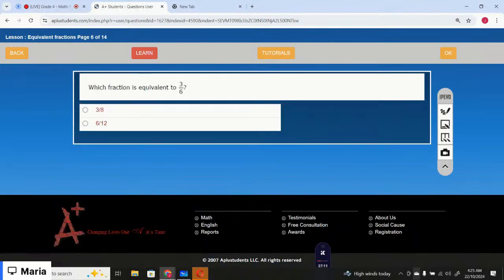The next one is which fraction is equivalent to 3 by 6? So which is the correct option?